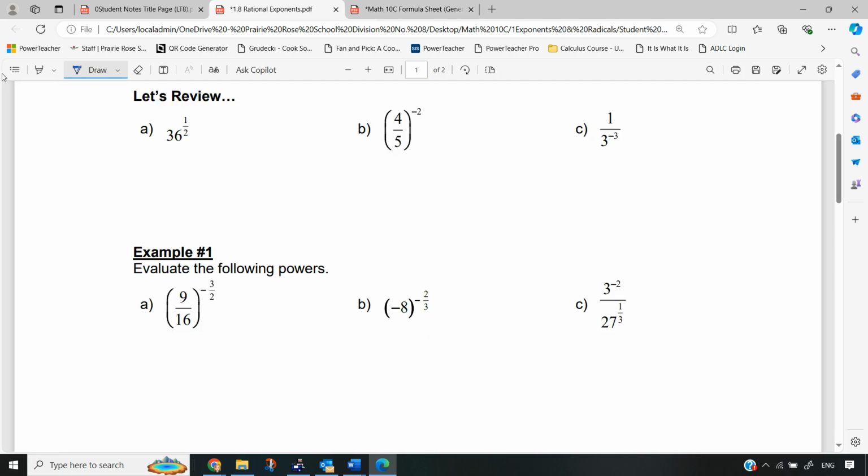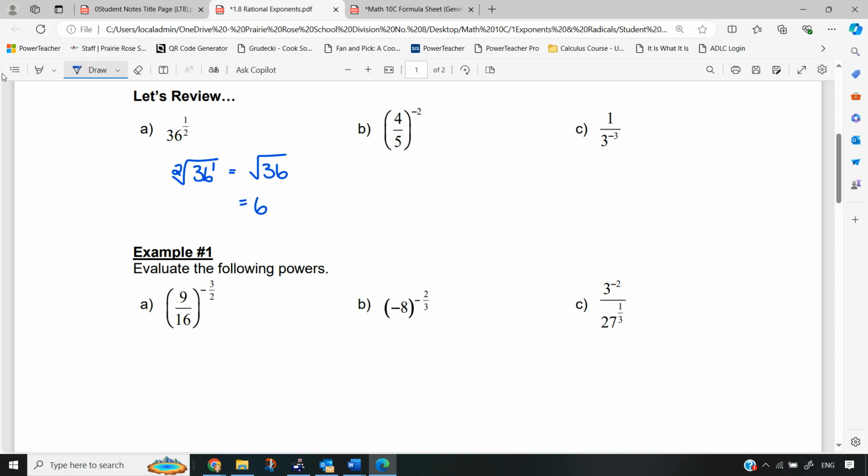So using those laws, let's just do a quick refresher. We have 36 to the 1/2. Remember that my denominator becomes my index, so I'm going to have the square root of 36 to the exponent of 1. Remember that with square roots, we don't actually have to write our index, so we can just write root 36. And if we're asked to evaluate, that would give us 6.